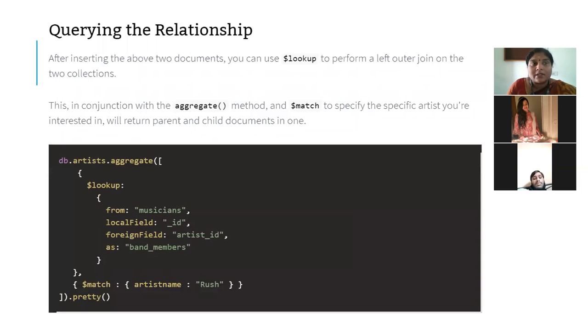Okay, so this lookup function is used for left outer join whenever you want to perform the joins between two collections. Okay, and with respect to this lookup also, you can use n number of aggregate functions along with it, and you can use this match function to specify the artist that you are interested in, which will return the parent and child document as a single document as a result.